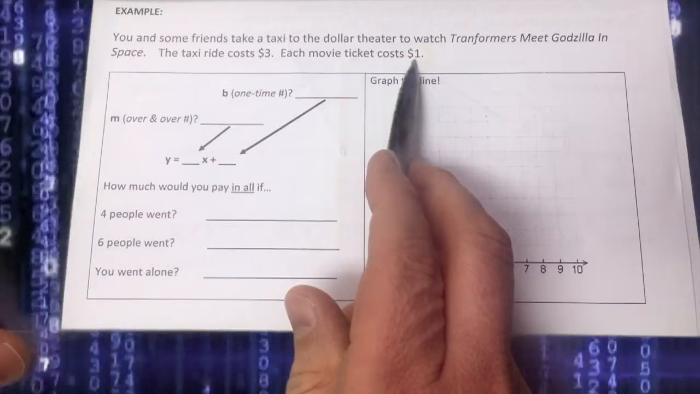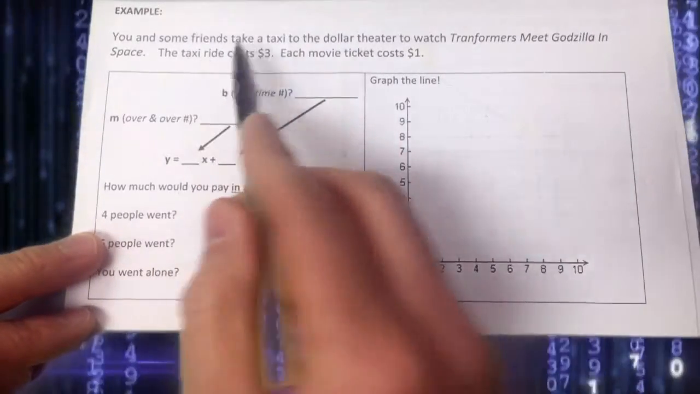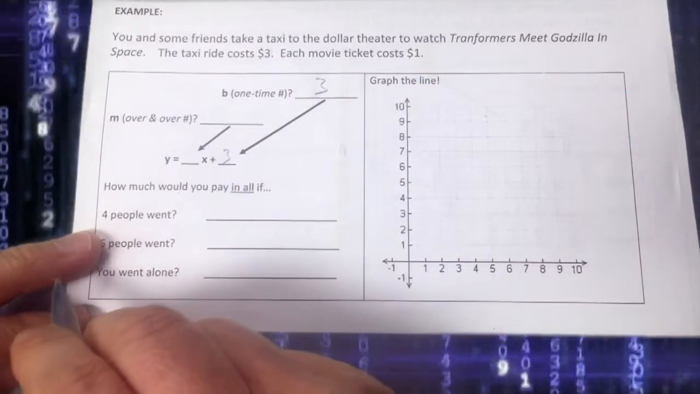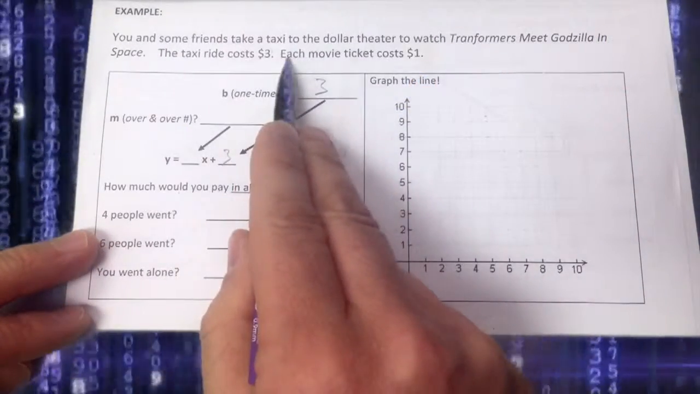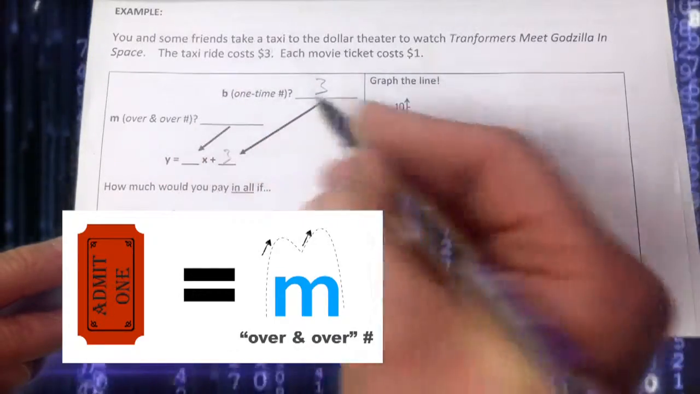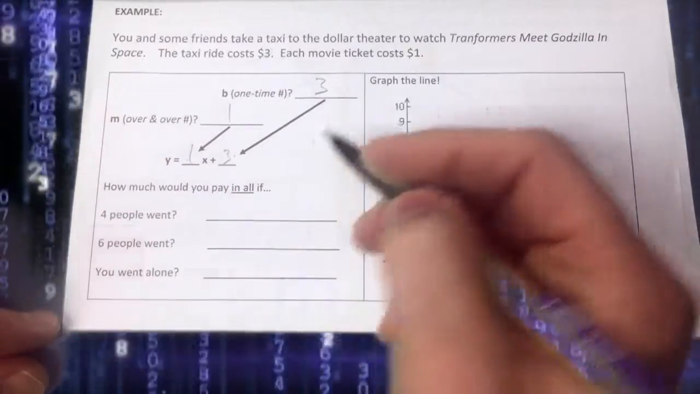Okay, let's look carefully. What happens only once? You only have to pay for the taxi once. So that goes here. What's happening over and over? This time the movie tickets are happening over and over because more than just one person are going. So now the 1 goes here and the 3 goes here.